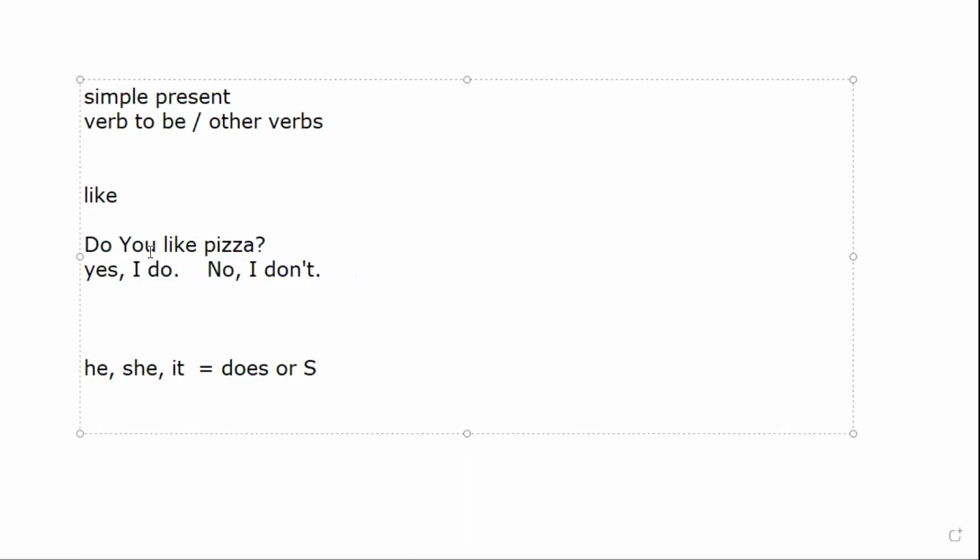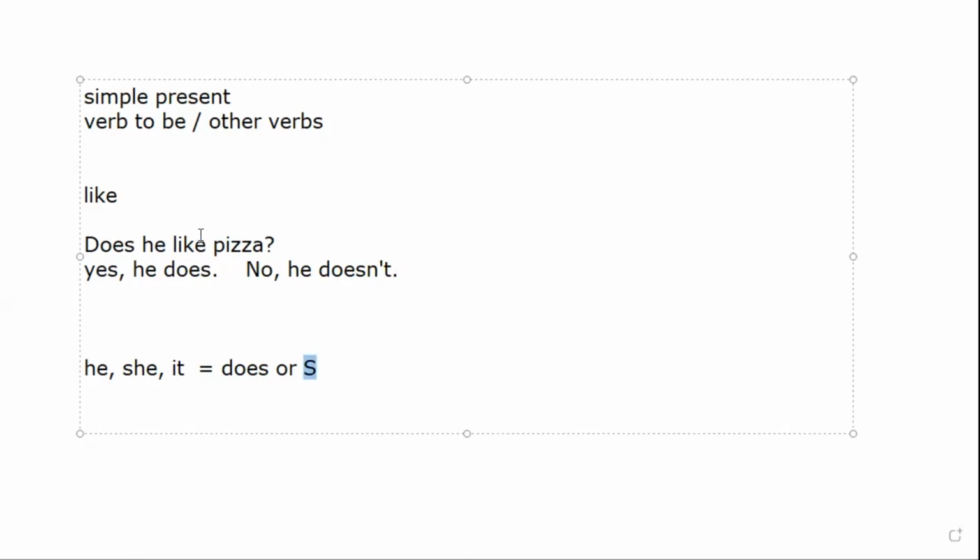The same thing for she or he, for example. Does, lembra, does he like pizza? Yes, he does. Or we can do, no, he doesn't. So you see the difference? A gente chama isso de bundões. Toda vez que eu tenho he, she, it, eu chamo isso de bundões porque a bunda, que é o S, tem que aparecer. Bunda em inglês é S, que tem o mesmo som da letra S.